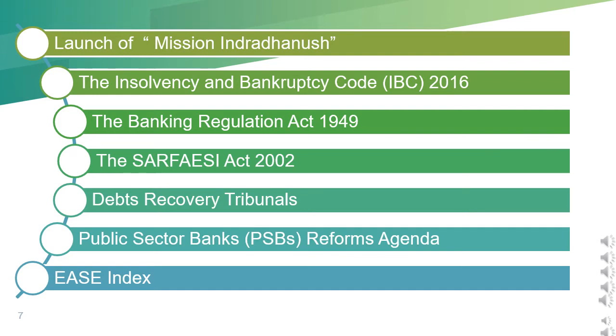Amendment of the Banking Regulation Act 1949 provides authorization to RBI to issue directions to banks to initiate the insolvency resolution process under IBC. The SARFAESI Act 2002 has been amended to make it more effective, with a provision for 3 months imprisonment in case the borrower does not provide asset details, and for the lender to get possession of mortgaged property within 30 days. 6 new debt recovery tribunals have been established to expedite recovery.